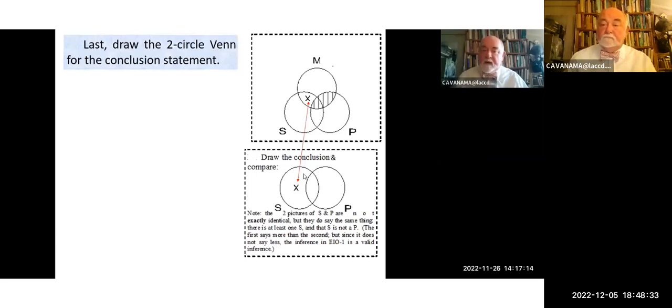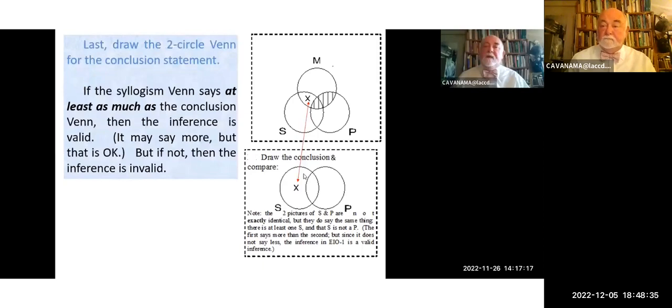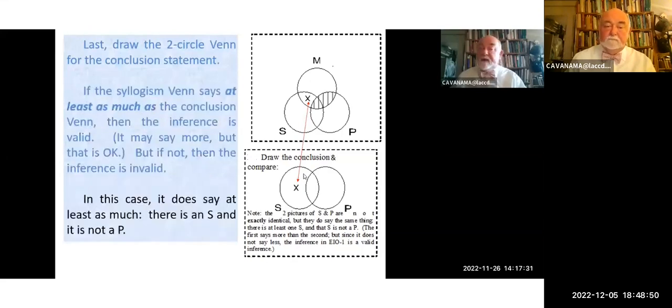Okay. Now ask yourself the question: does the syllogism then say at least as much as the conclusion? Is the inference valid? If not, it's invalid. Of course, it may say more. That's okay. But does it say at least as much? Well, in this case, it does. In the complex diagram there is an X, which is an S but not a P. And in the conclusion, there is an S, which is the X, but not a P.